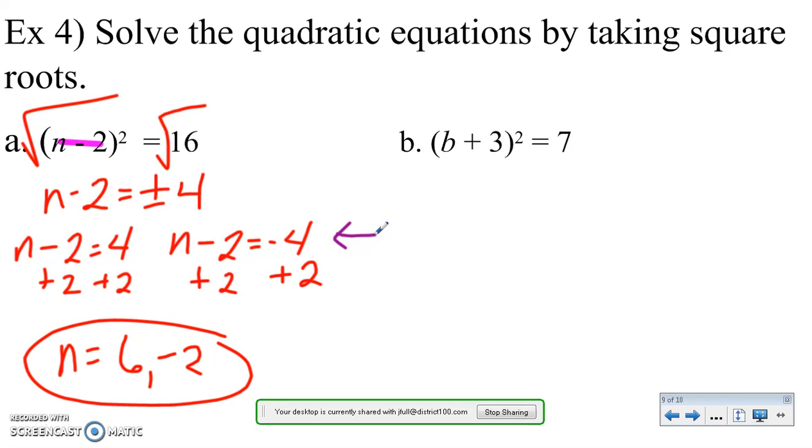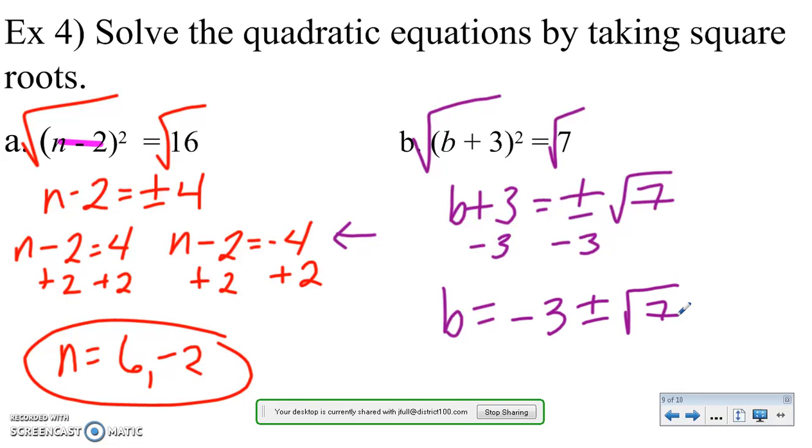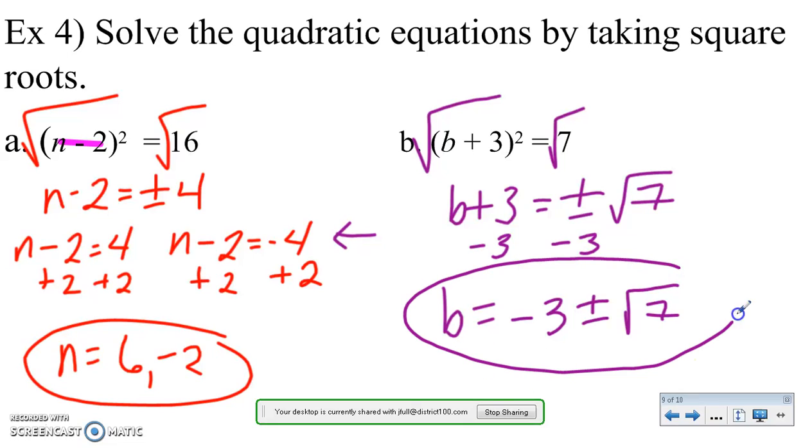Okay, let's do one more like that. We're going to take the square root of both sides. Since I can't take the square root of 7, and 7 is prime, we can't break it down, we're going to leave it. So we have plus or minus the square root of 7. Now this one's a little different. You don't actually have to write two equations if you don't want to when you do it this way. I'm going to still subtract 3 from both sides to get the b alone. And then this, I can't combine together. So it's going to look like that. Negative 3 plus or minus the square root of 7.